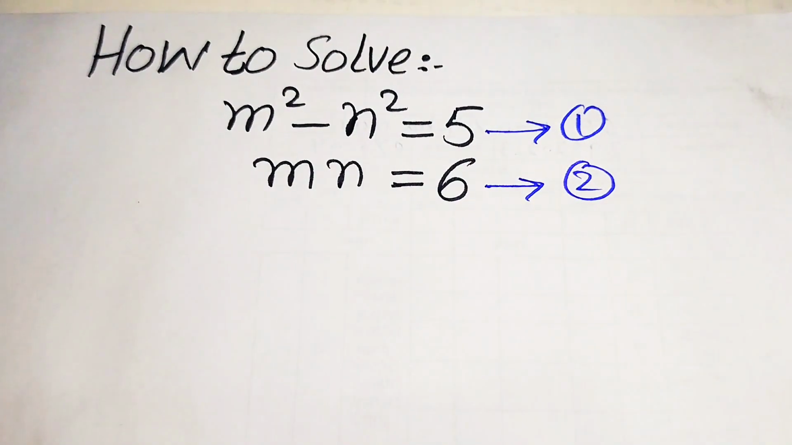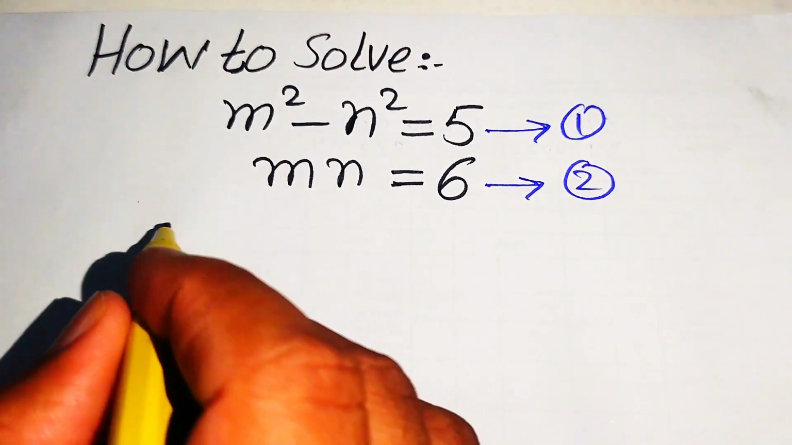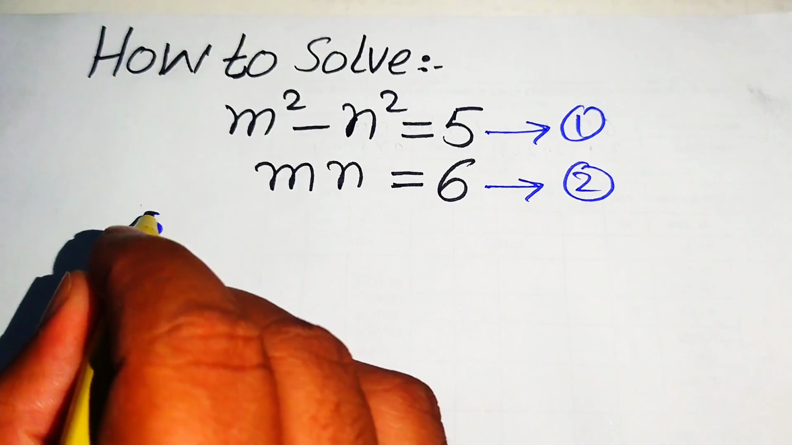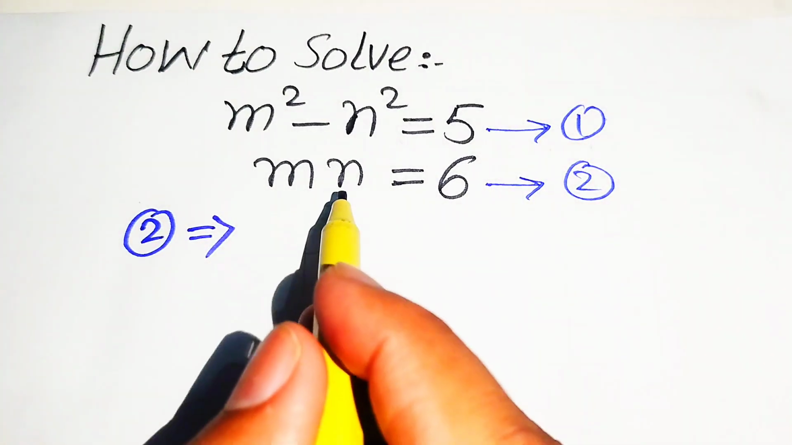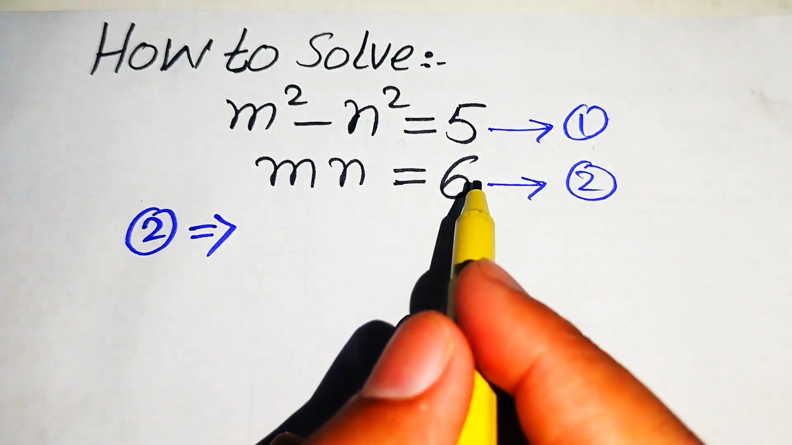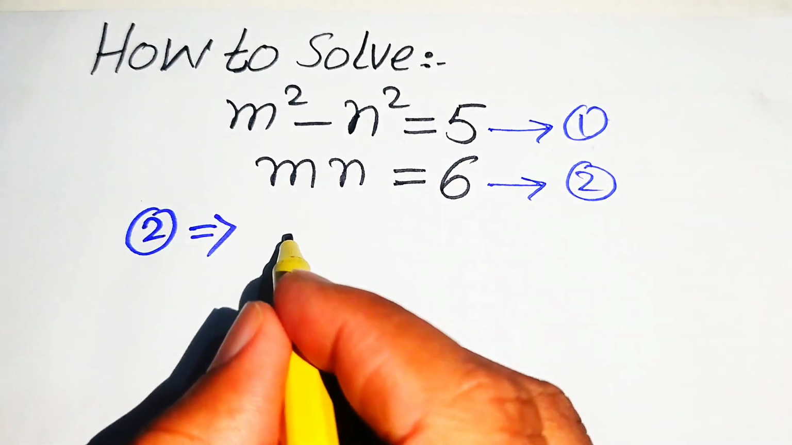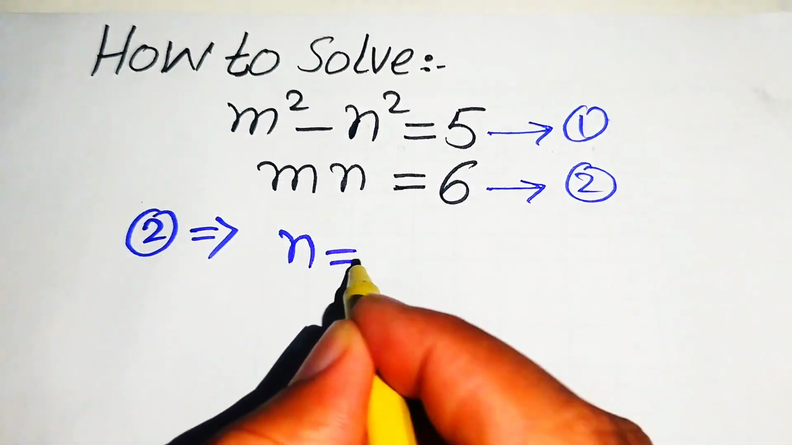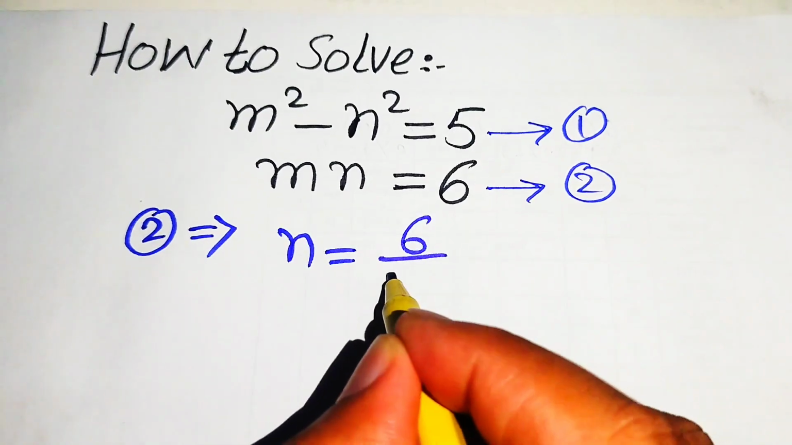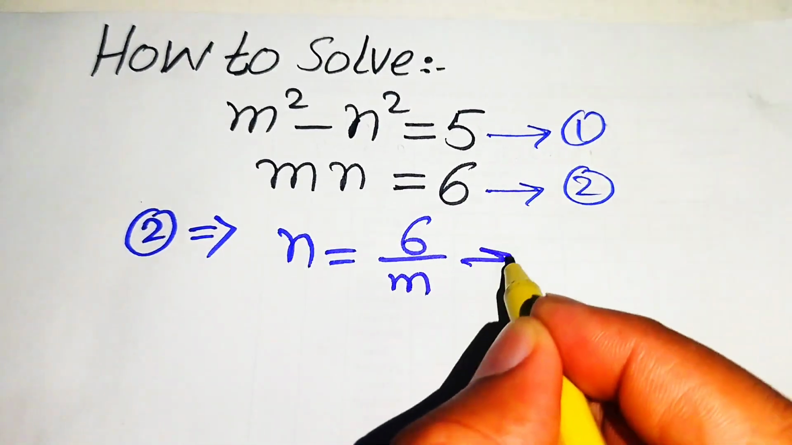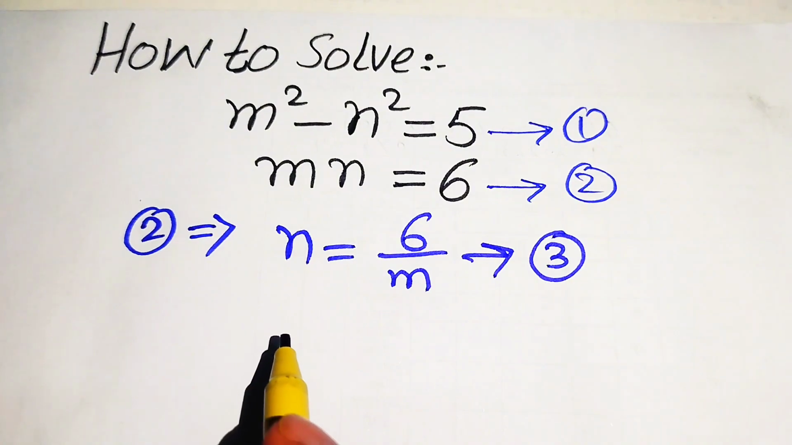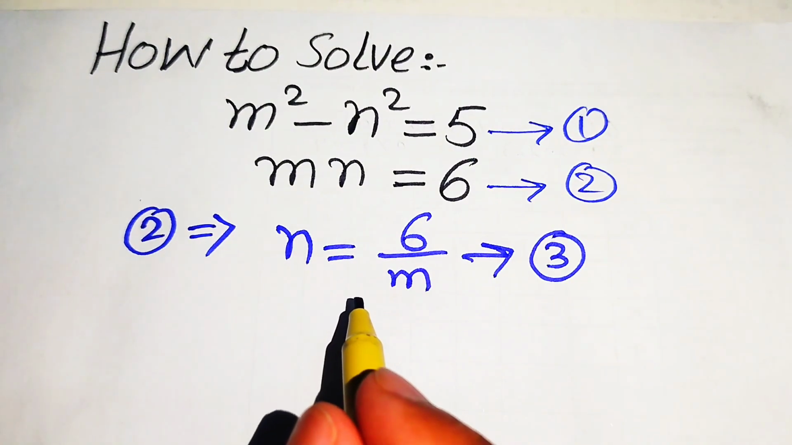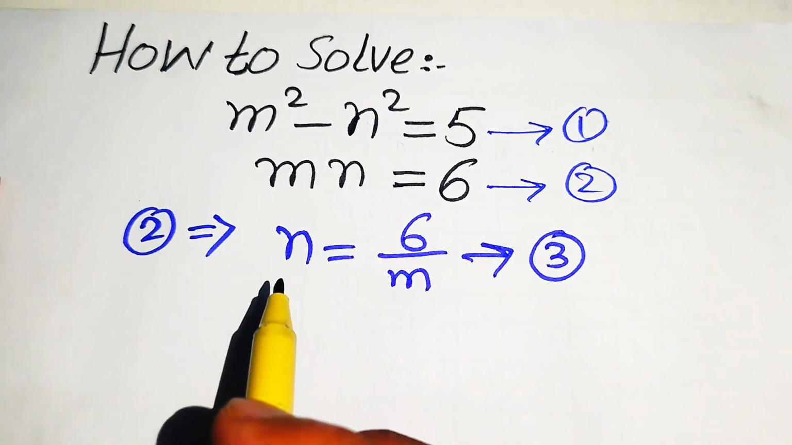In the next step, we focus on equation number 2. Our equation number 2 implies that we move this m to the right hand side, and it will be written as n equals 6 over m, and we call this equation number 3. Now we substitute the value from equation number 3 in equation number 1.